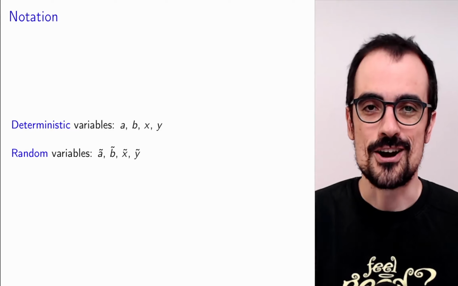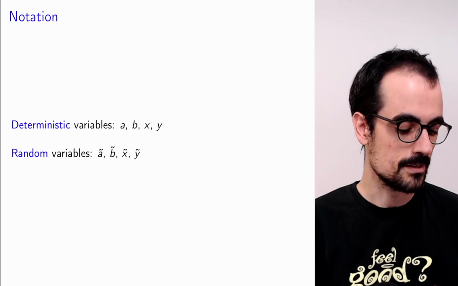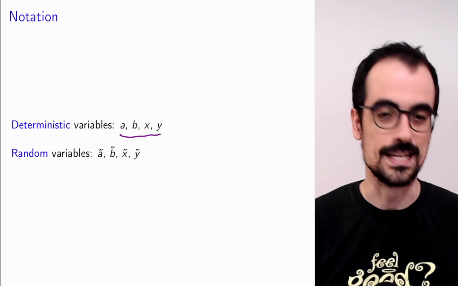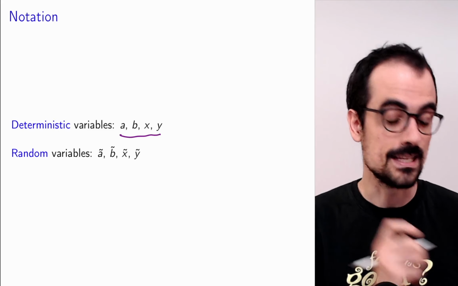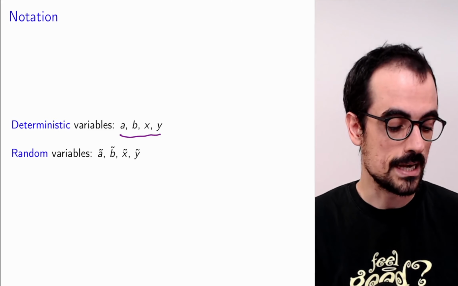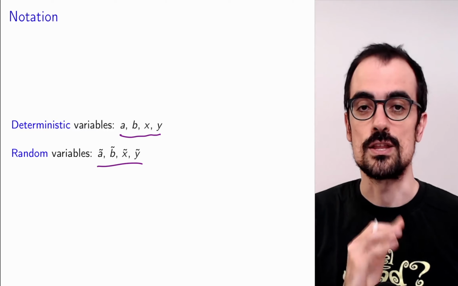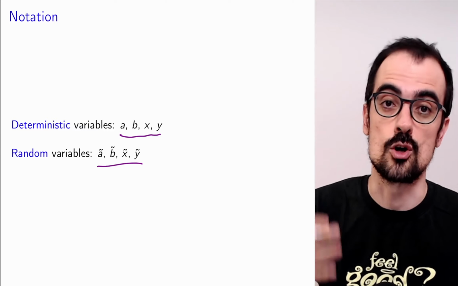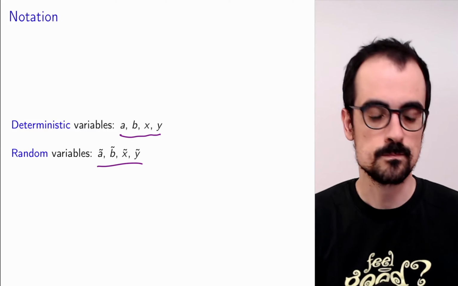Let me remind you our notation for deterministic variables, which is just like this, without anything special. And then for random variables, which we write with a squiggly line on top. So these random variables are uncertain quantities that we can only describe through probabilities.